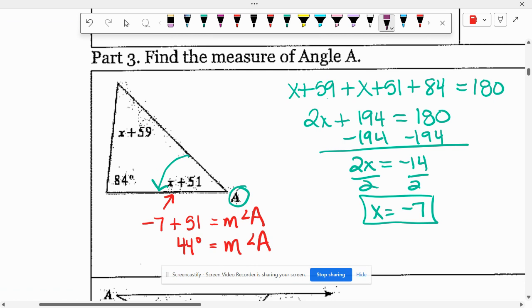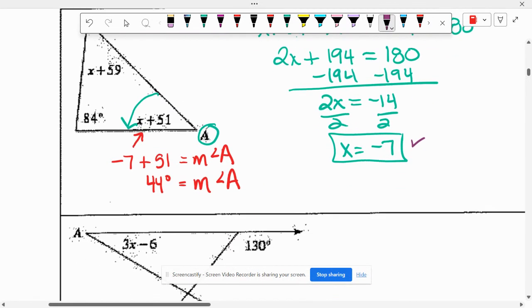Okay, so I did this one in your video. Same idea. We're going to add them all together and solve for X. But not only do we have to find out what X is, we have to figure out the measure of angle A. We have to solve for the measure of the angle. So once I do that, I have to take X and plug my value in. So -7 plus 51 is 44. So the measure of angle A is 44.